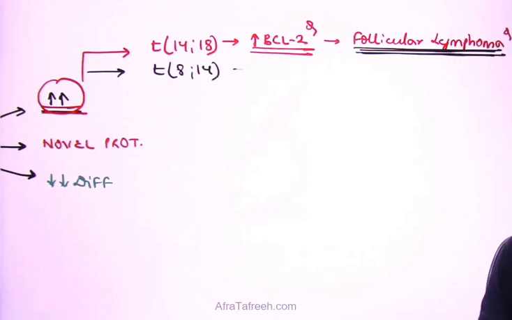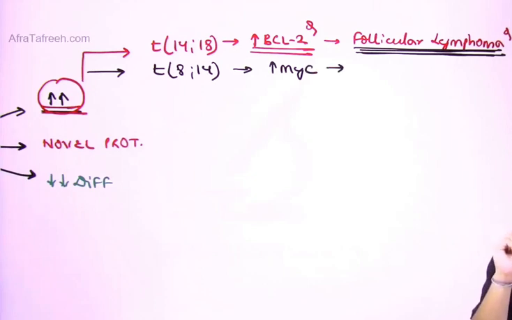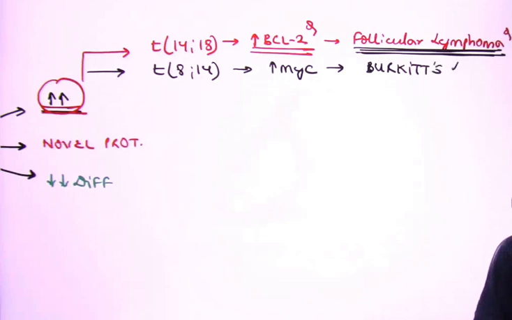Possibility number two: you can have an overactivity of a protein associated with translocation 8;14. Translocation 8;14, a very favorite of your examiners, is associated with overactivity of MYC protein, and this is associated with the development of malignancy. The malignancy that I wish you to be familiar with for your exam is given the name of Burkitt's lymphoma. So in both these conditions, different types of molecules have an overexpression, and they are responsible for causing different types of cancers.